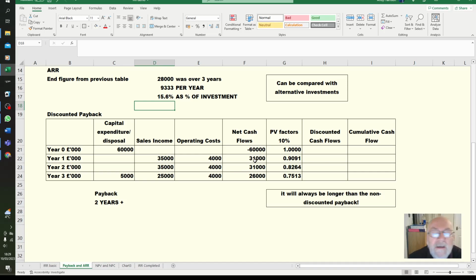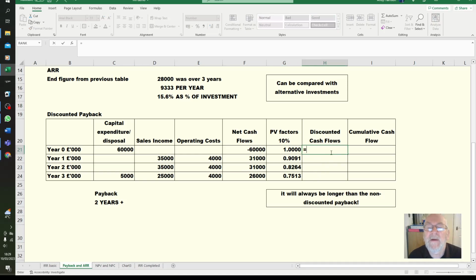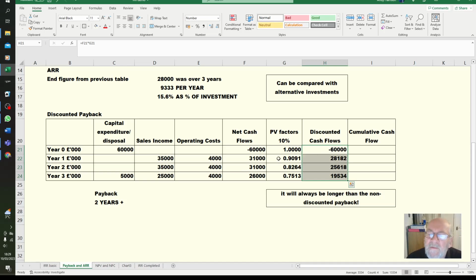So £31,000 in year 1 won't be worth 31,000 now, it's going to be worth a little bit less, and we'll see that when we do the sums. So all I've actually got to do is take my present value factor and my net cash flow. That of course times 1 is still minus 60,000. So our 31,000 in a year is worth 28,182 now, to allow for inflation and other issues.